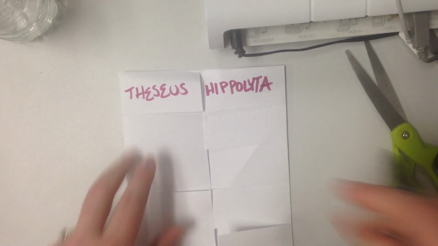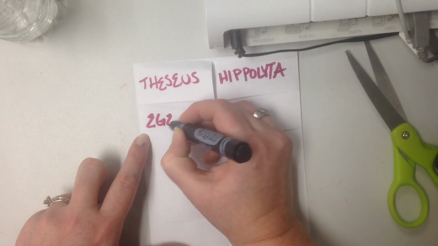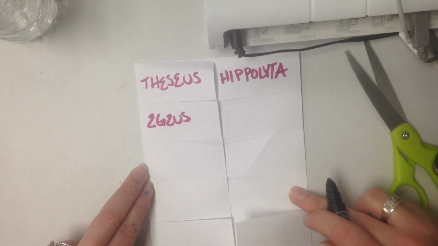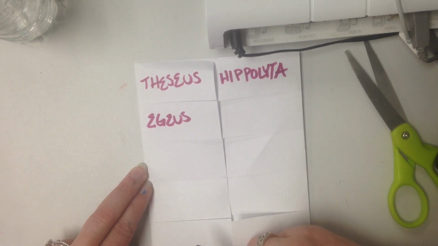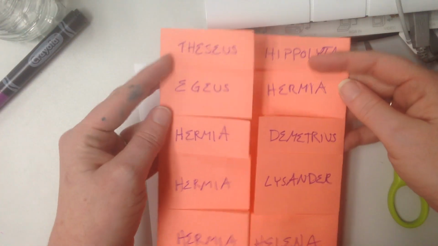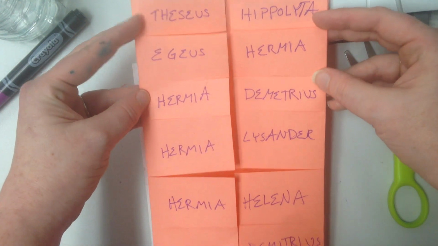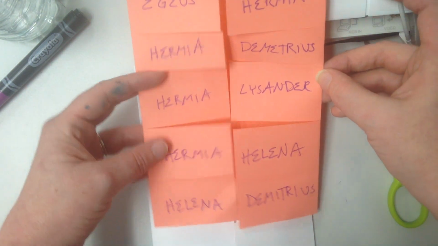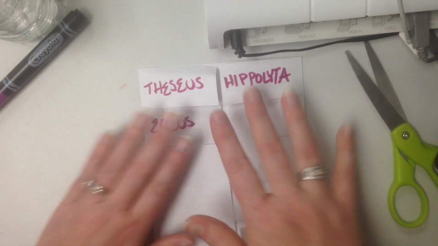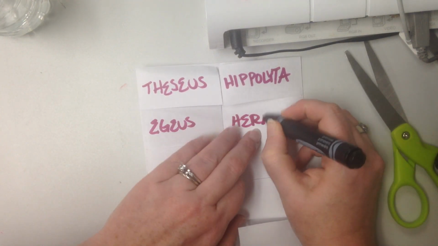Not too bad. Over here you would have Egeus and Hermia, Hermia and Demetrius, Hermia and Lysander, Hermia and Helena, Helena and Demetrius. I'll go ahead and show you one that I kind of completed like that. Theseus and Hippolyta, Egeus and Hermia, Hermia and Demetrius, Hermia and Lysander, Hermia and Helena, Helena and Demetrius.